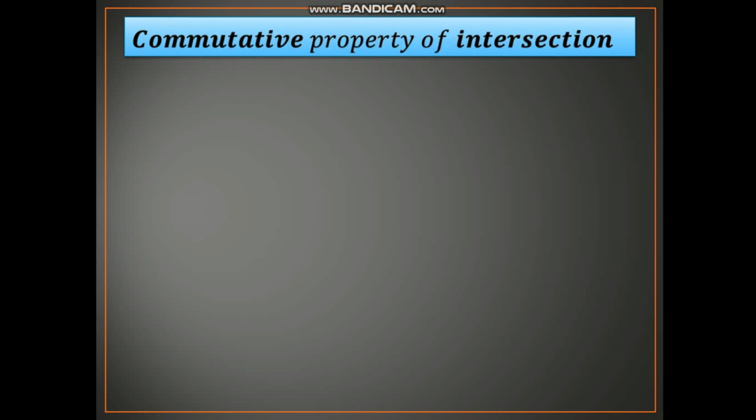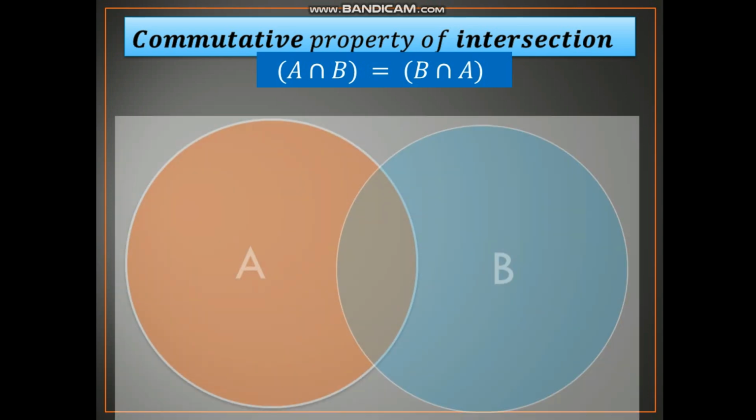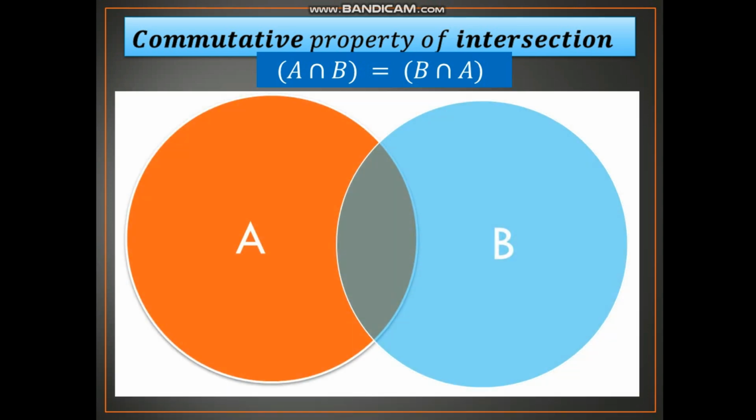Now commutative property of intersection. While we proved the commutative property of union, in the same way we have to prove the commutative property of intersection. That is the mathematical form: A intersection B is equal to B intersection A. And what is the procedure of intersection? In the procedure of intersection, we have to take only those elements which are common in both sets.